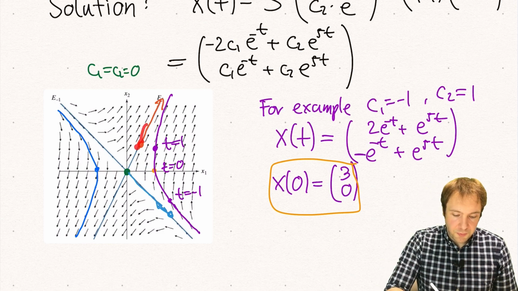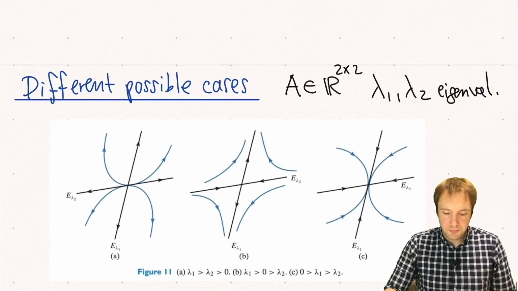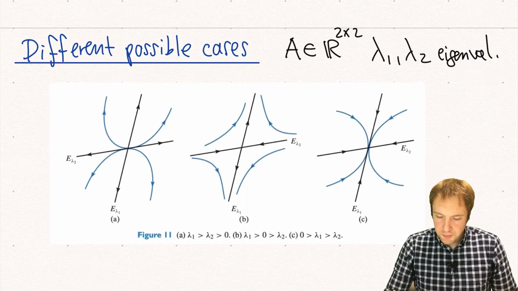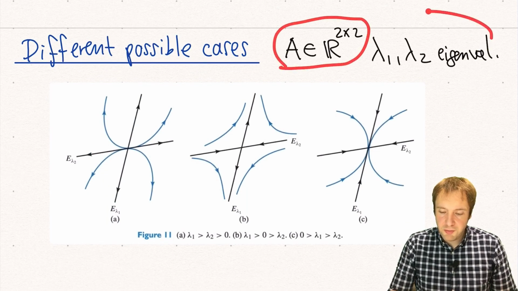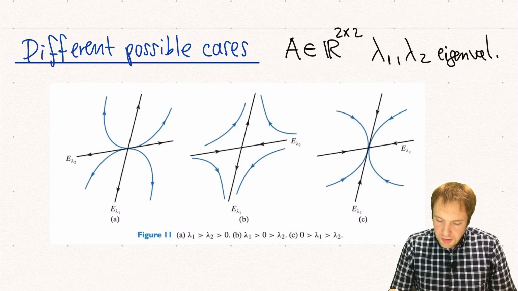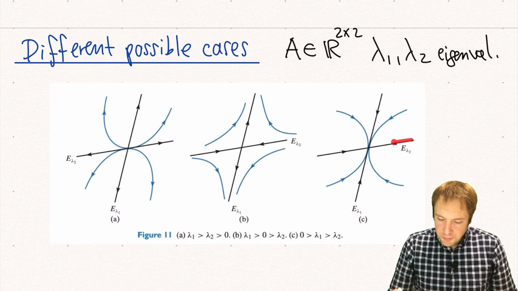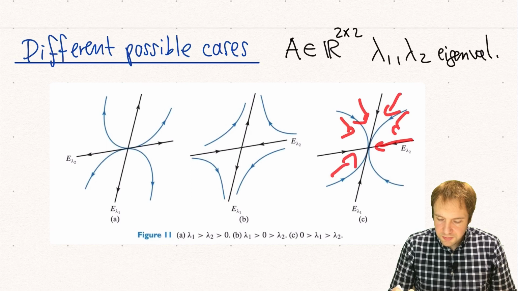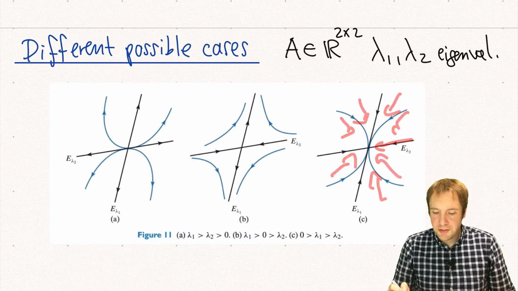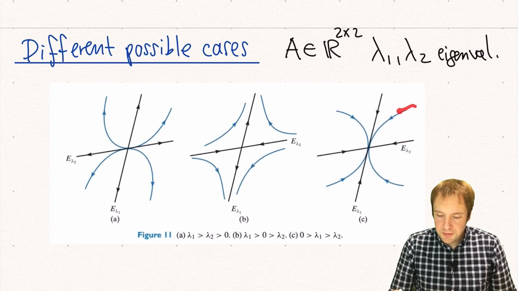But it could also be that, for example, both eigenvalues are negative. Then both of them would point into the middle. So for example, if I have a 2 by 2 matrix with eigenvalues lambda 1 and lambda 2, then in this case here, both eigenvalues are negative, so somehow the arrows all go in the direction of 0, and then, for example, here is one particular solution which always goes to 0.